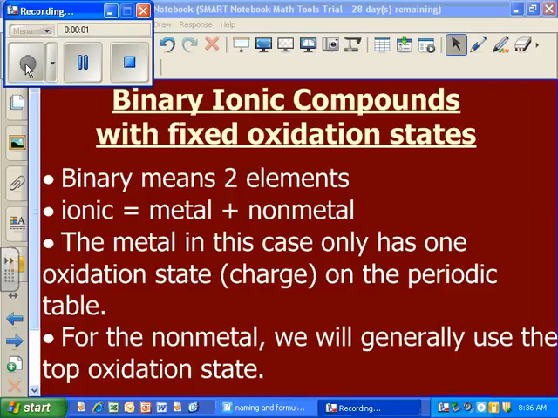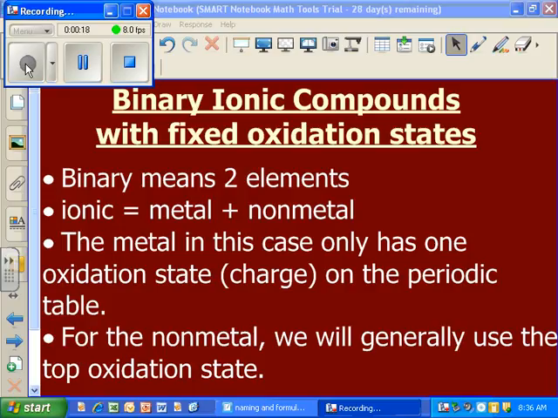Ionic bonding has a naming technique that's very different from covalent compounds. The first set that we'll be looking at deal with binary ionic compounds, which means only two elements are involved. That should mean one metal with one nonmetal.